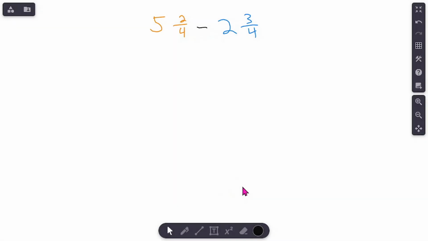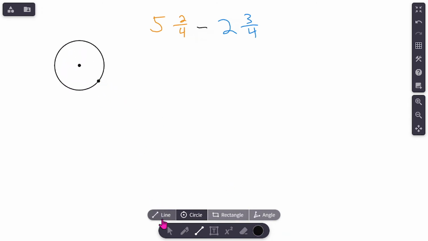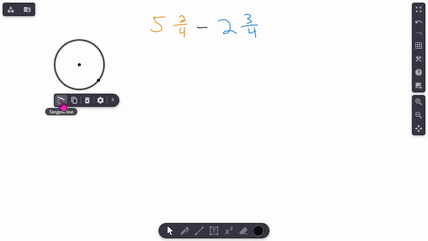Last one on the screen, we've got 5 and 2/4 minus 2 and 3/4. So here we go. Let's draw these models, and this time I am going to get a little crazy and use circles. All right, and y'all already know that Mr.